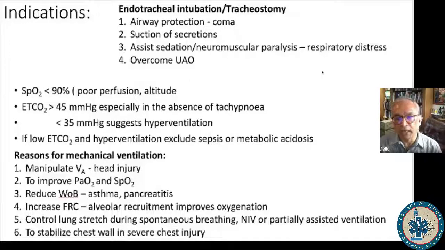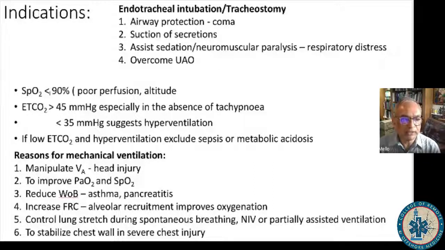Third, to overcome respiratory failure where the patient's exhausted, the work of breathing is high and the patient's fatigued. And so you would sedate and paralyze the patient to facilitate the ventilation. And finally, overcoming an upper airway obstruction, the classical one being upper airway burns, inhalational burns, or anaphylaxis involving the upper airway.